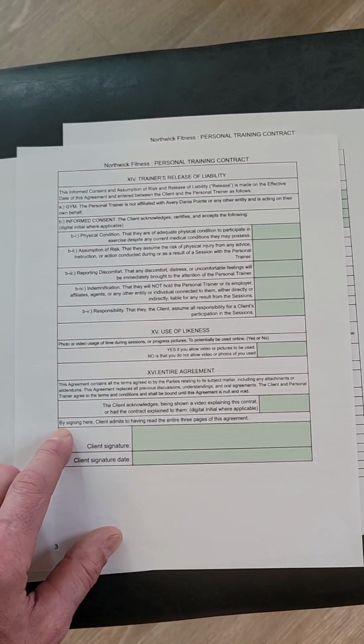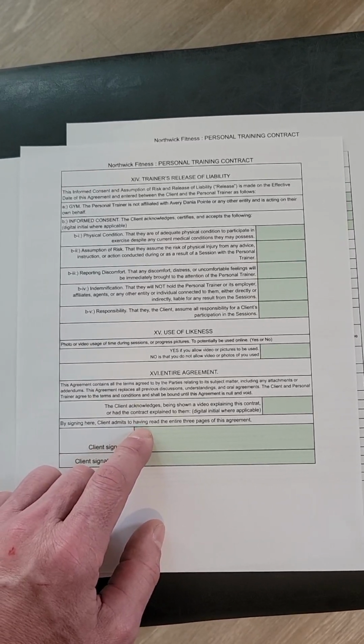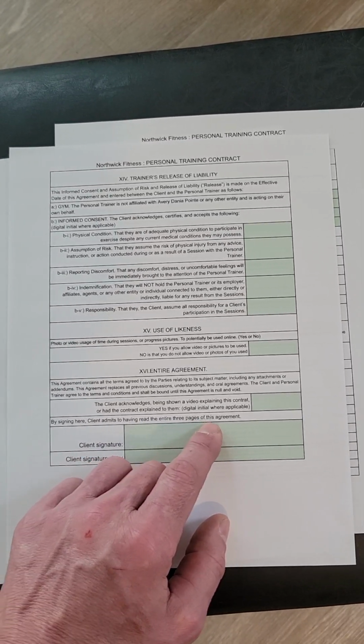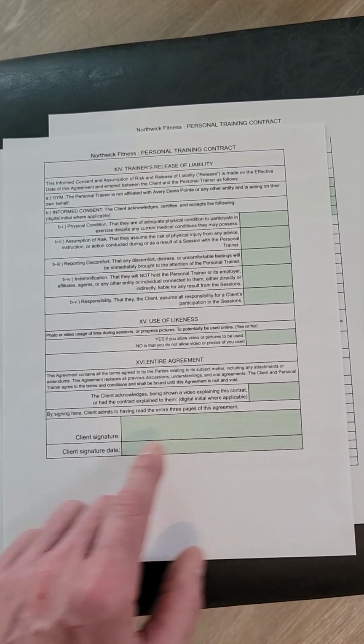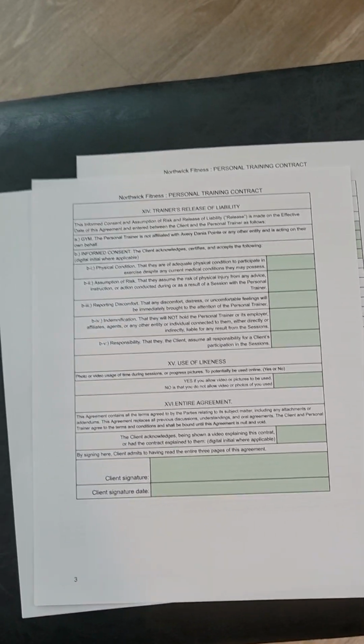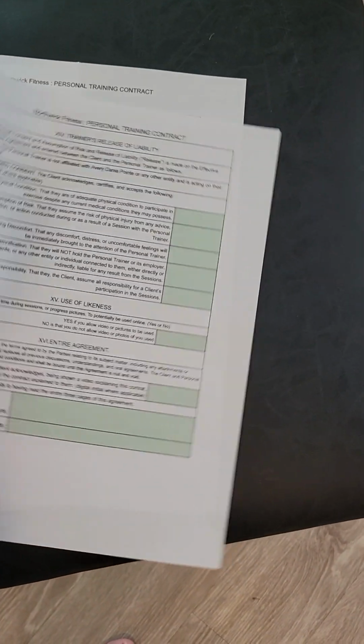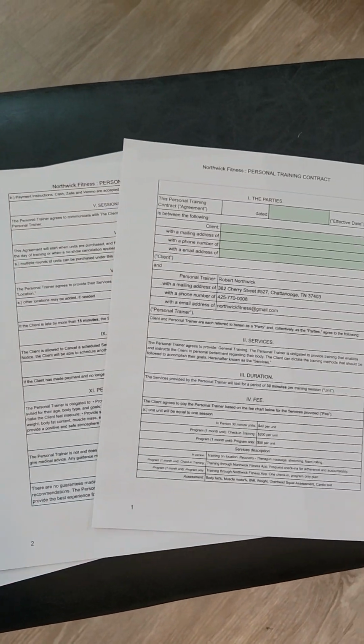Initials. By signing here, the client admits to having read the entire 3 pages of this agreement, signature and date. And that's all 3 pages of the Northwick Fitness personal training contract.